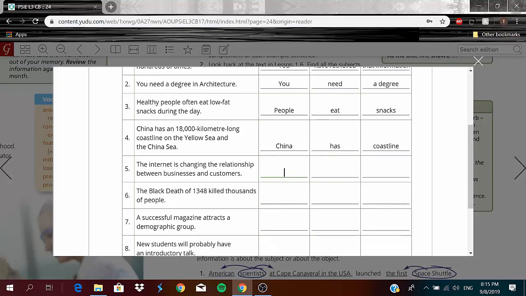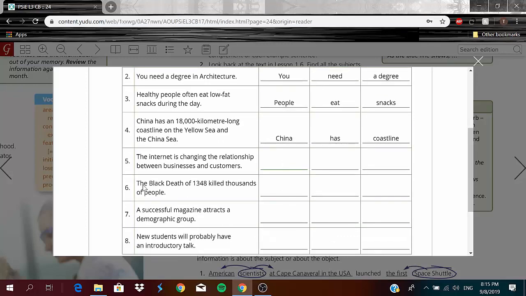Number 5. The internet is changing the relationship between businesses and customers. Subject will be the internet, okay? And for verb, we have is changing. That's the verb. And finally, for the object, we'll say the relationship, okay? And then we have 6.